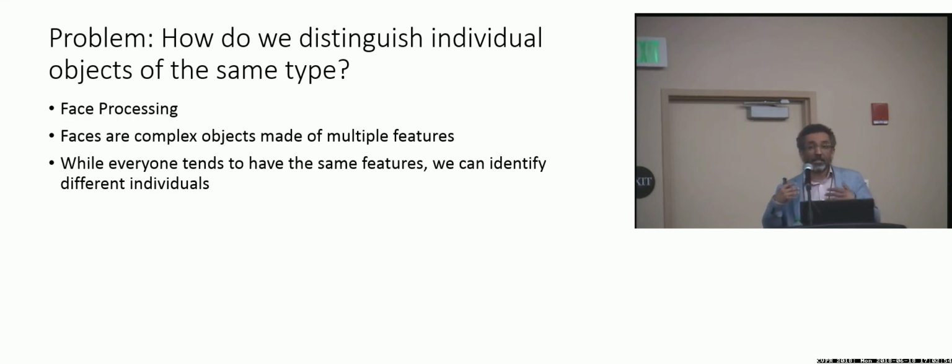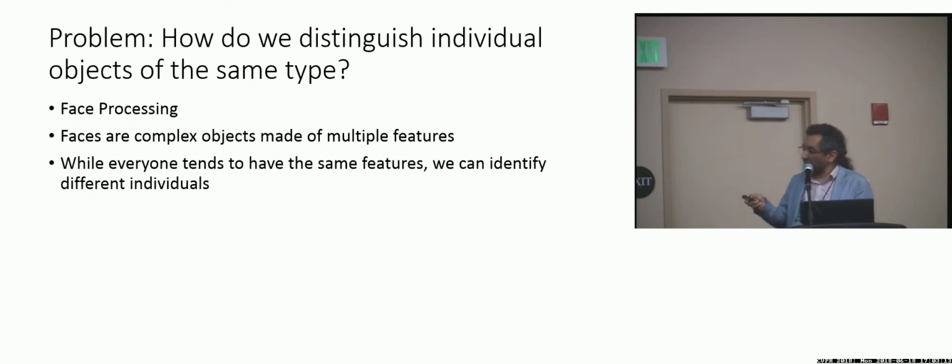We recognize individuals based on faces. We need to process faces for social cues. So we've studied how face processing works extensively. Faces are complex objects. They're made up of multiple features, but everyone's got 2 eyes, a nose, a mouth, 2 ears. Well, most of us do.